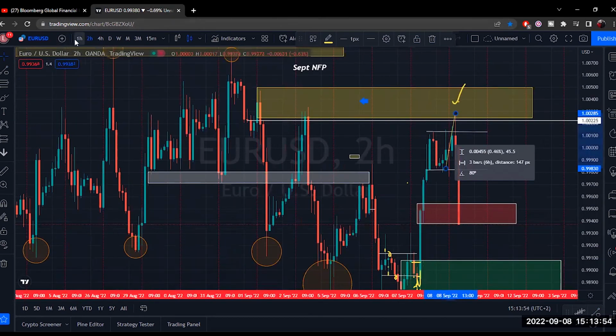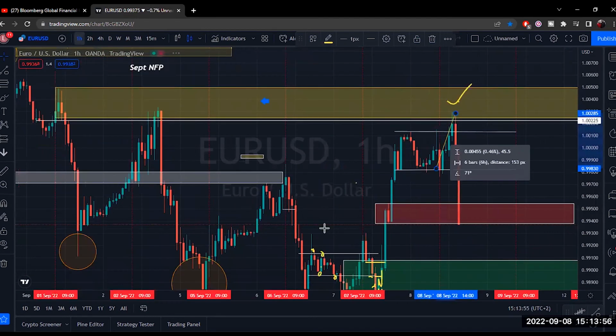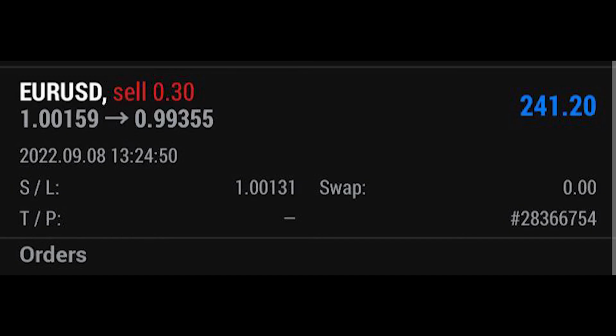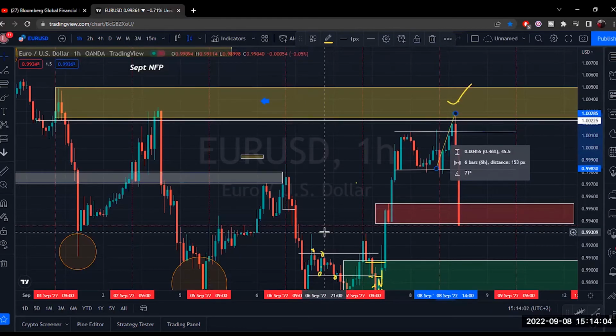So all I have is my beautiful sell trade running for, currently, let me take a screenshot so that when I say currently, you can see for yourself, about 240 US dollars. Guys, this is what I'm offering. Well, I've already given it to you. Please master this stuff, right?